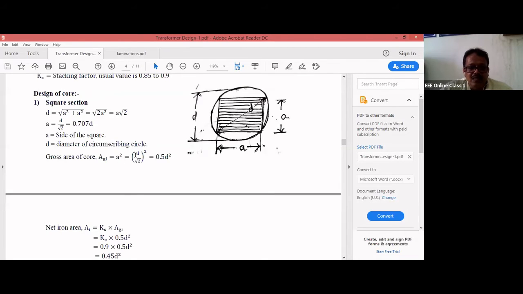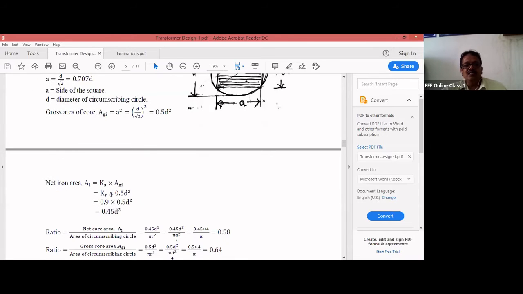So A square is equal to what? D by root 2. What is A? A is D by root 2. Then what we got? AGI. AG is equal to what? 0.5 D square. Now let us calculate the net terrain area.